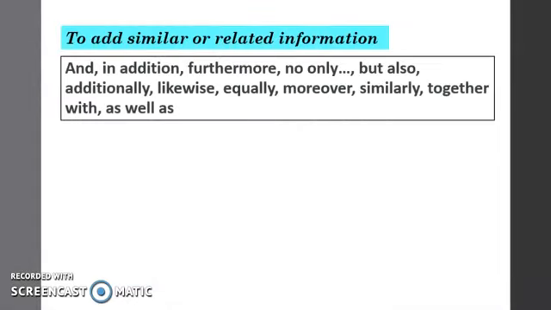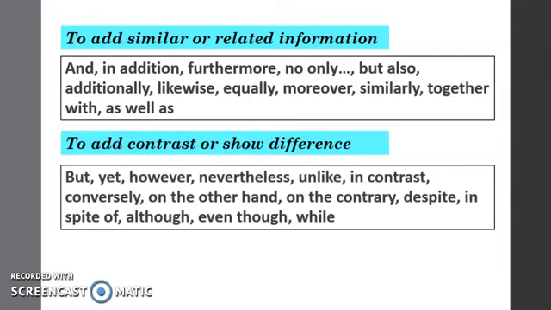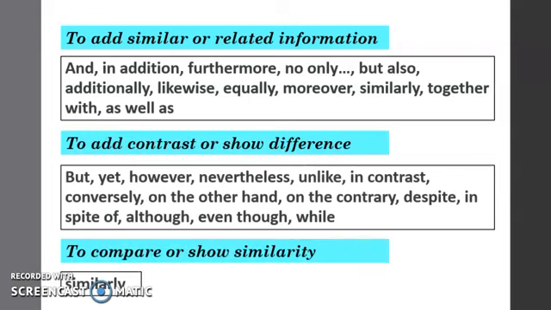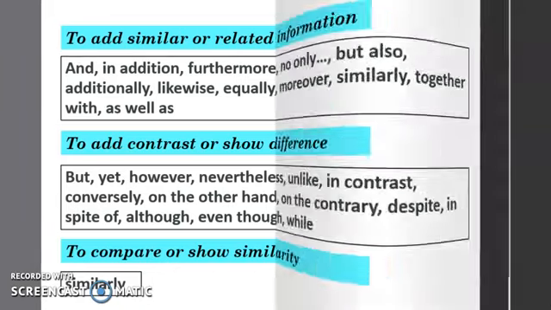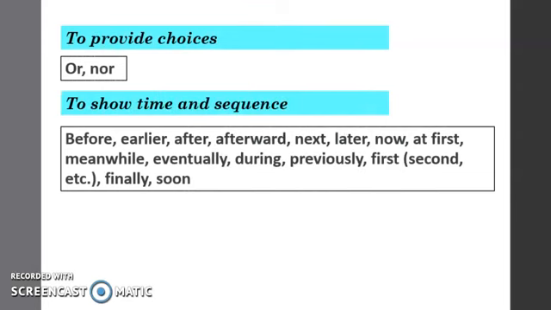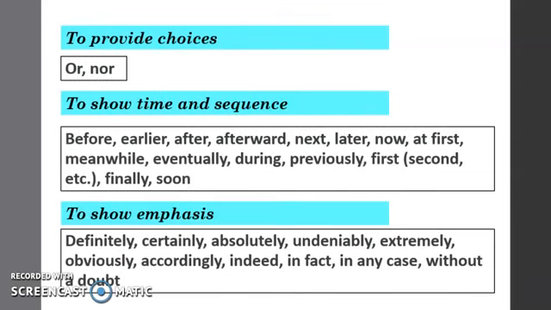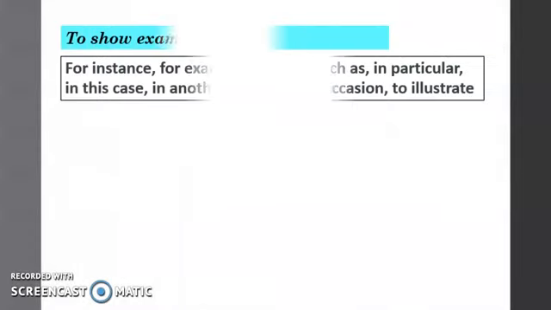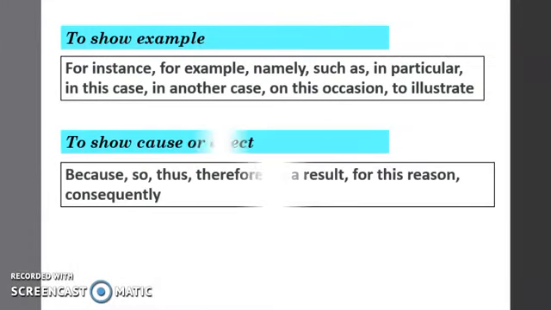To add similar or related information, we have the following transitions. And then to add contrast or show difference. To compare or show similarity, you may pause this one for better understanding. Aside from that, we also have transitions to provide choices, to show time and sequence, and to show emphasis. We also have transitions to show example, and lastly to show cause or effect.